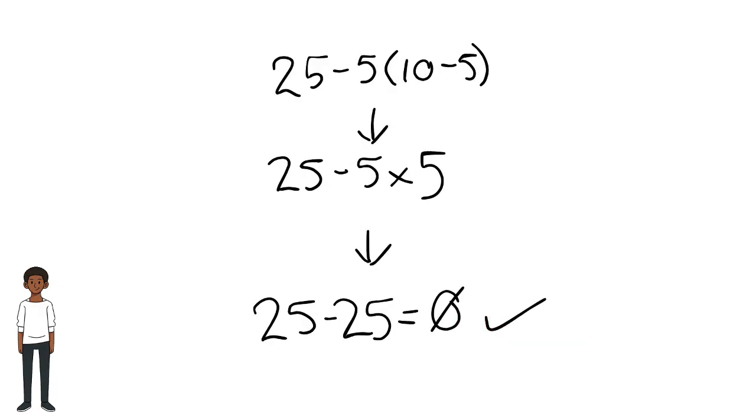Step 1. Parentheses first. 10 minus 5 equals 5. This rewrites our expression as 25 minus 5 times 5. Step 2. Check priorities between subtraction and multiplication. Multiplication always beats subtraction, so we must calculate 5 times 5 first, which equals 25. Now we are left with 25 minus 25. Step 3. Perform the subtraction. 25 minus 25 equals 0. The correct final answer is 0.